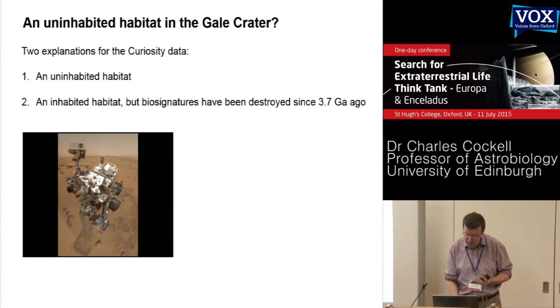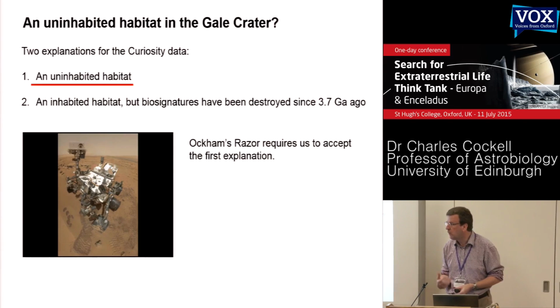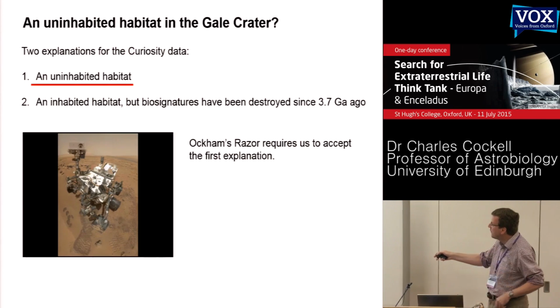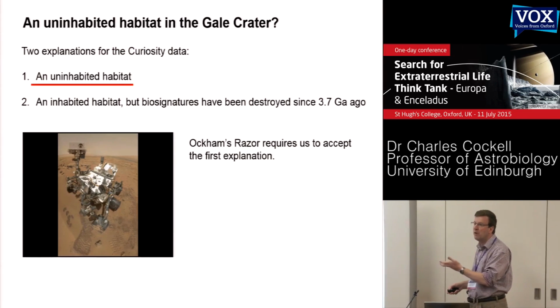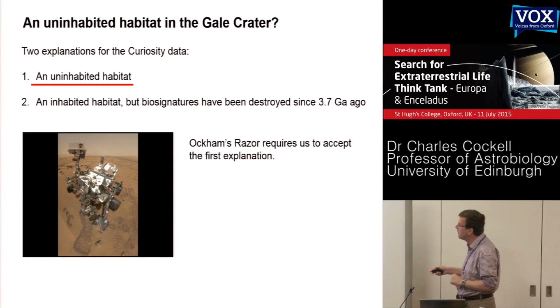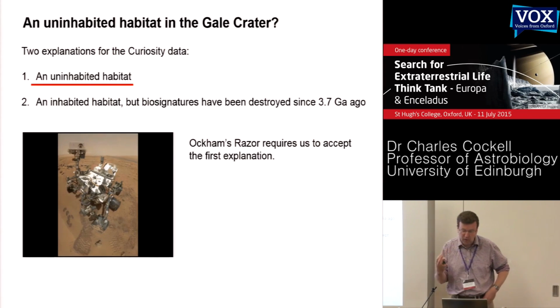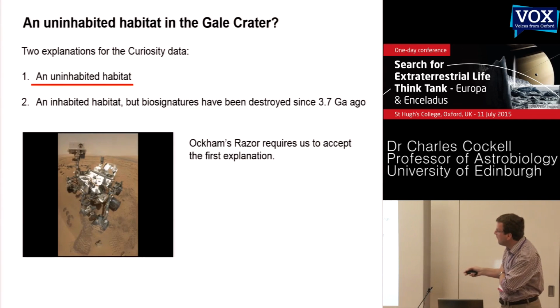But one way in which you can attempt to distinguish between them in the absence of other data is just to apply Occam's razor, which cautions us to accept the explanation with the smallest number of assumptions. An uninhabited habitat merely assumes that there were habitable conditions. It says nothing about the presence of life on Mars. So that's the only assumption we make in saying that a place was an uninhabited habitat. And if the Grotzinger team are correct that that environment was habitable, then we could assume it's an uninhabited habitat.